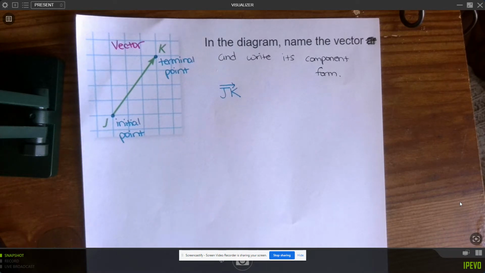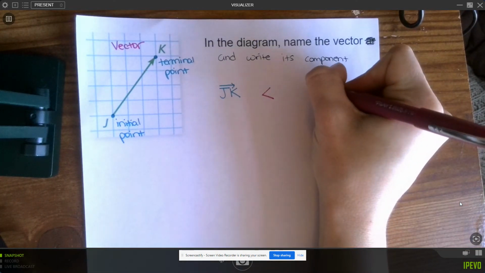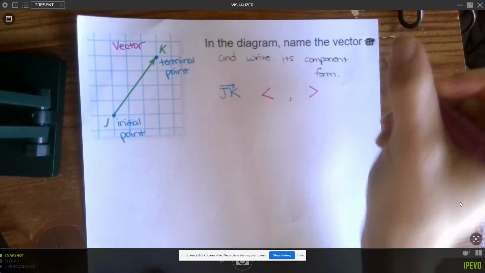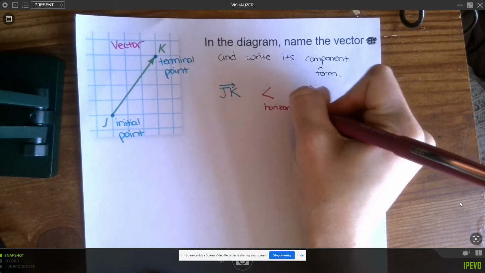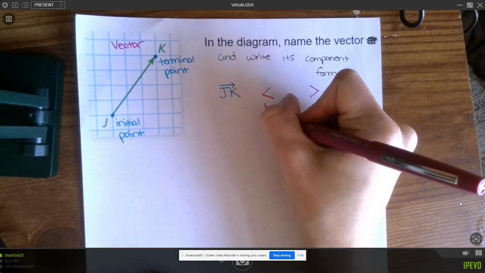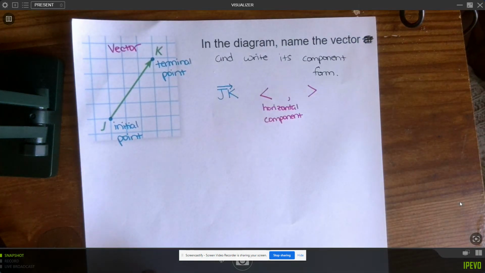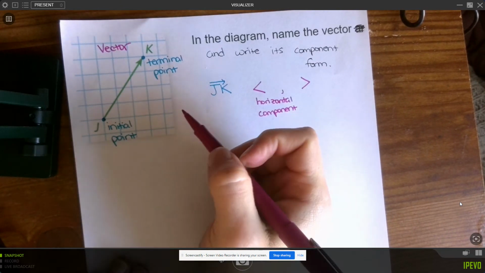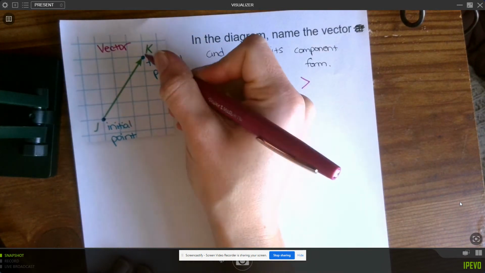And now we need to write it in component form. So remember, component form, it kind of looks like an ordered pair, but instead of parentheses, we have these brackets that look like this. And the number that goes first is our horizontal component. And so remember, the horizontal component, when you were doing your vocabulary, it's the distance that you would move horizontally, left and right, to go from the initial point to the terminal point.